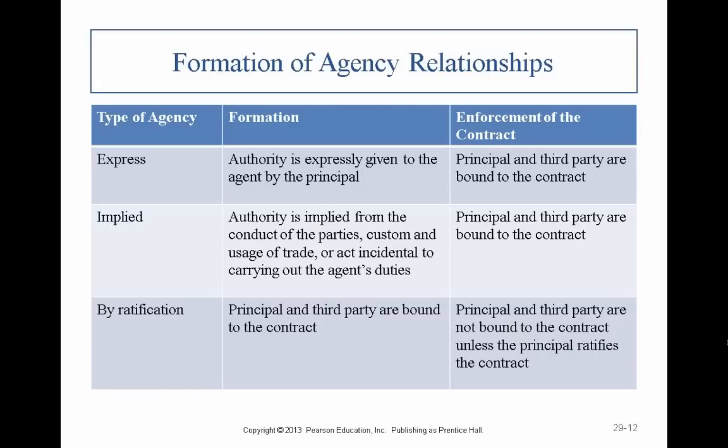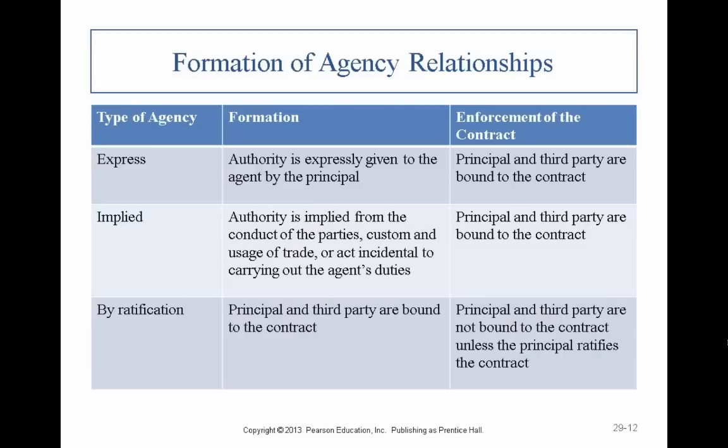That authority could also be implied. Sometimes things are not spelled out, but you could assume, based on the broad authority, that it is understood, if you will, right? That is also a way in which agency relationships are formed. They're implied from the circumstances.